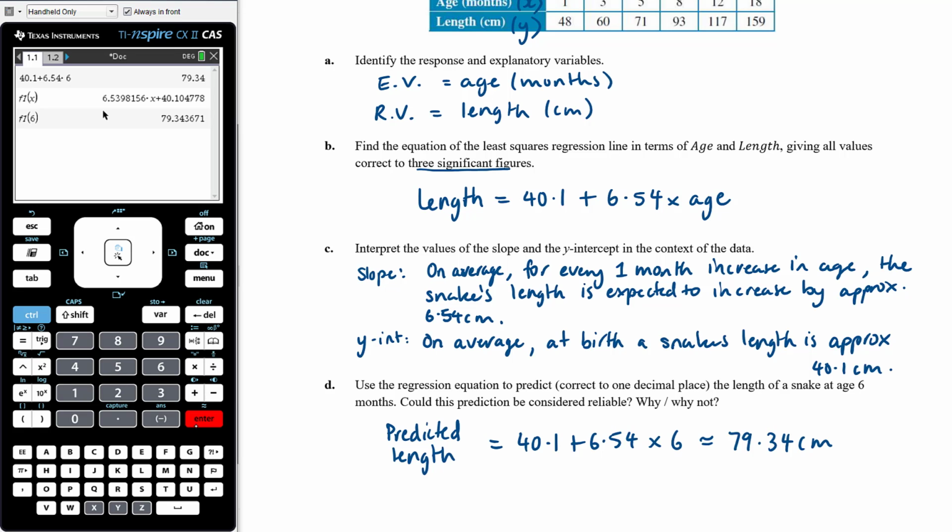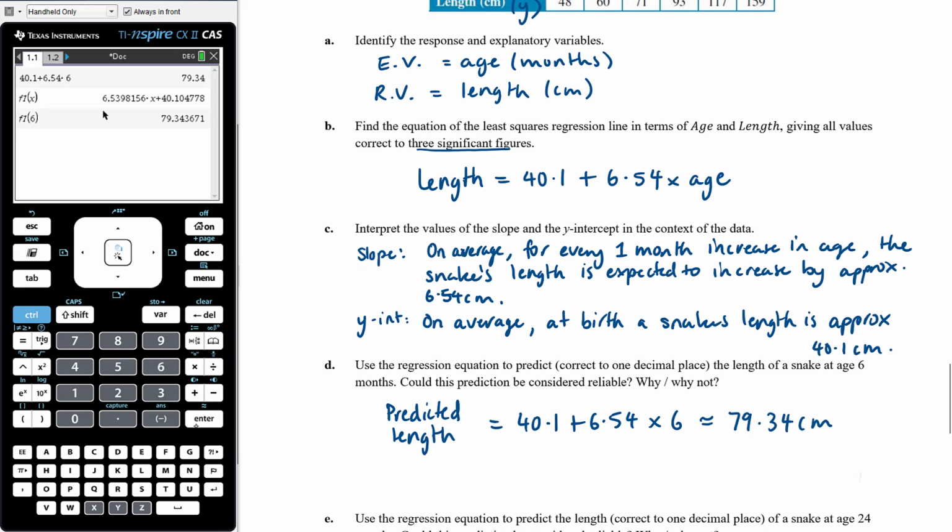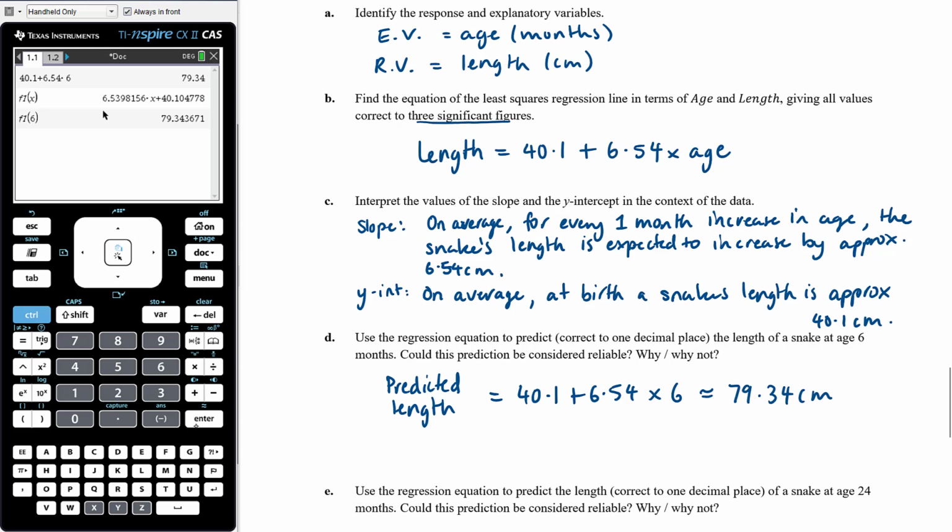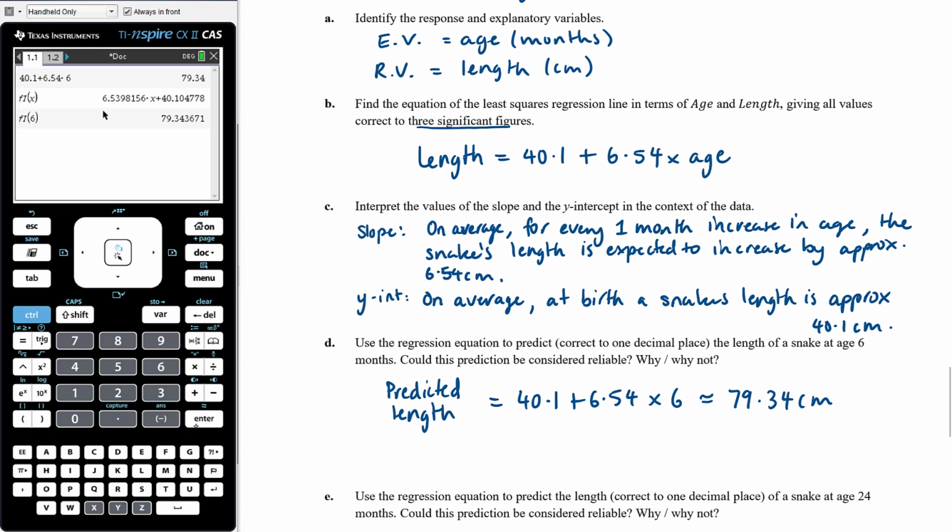The questions in Further Maths will be designed so that there shouldn't be any rounding issue depending on whether you use the rounded equation or the exact equation. Okay, you certainly won't be penalised for using an exact equation. Okay, so the predicted length of the snake after 6 months is 79.34 centimetres. The next part of the question says, could this prediction be considered reliable? Why or why not? Reliability, that needs to flag for you, that's about interpolation, extrapolation.